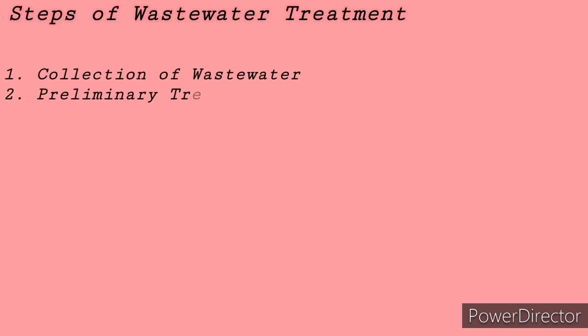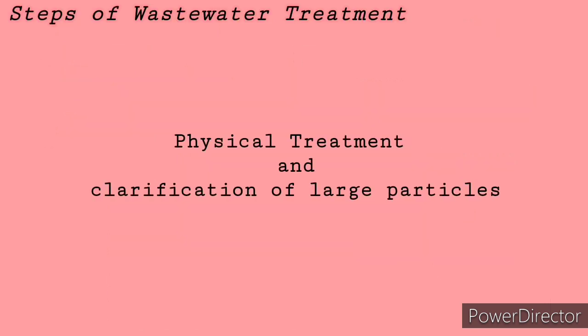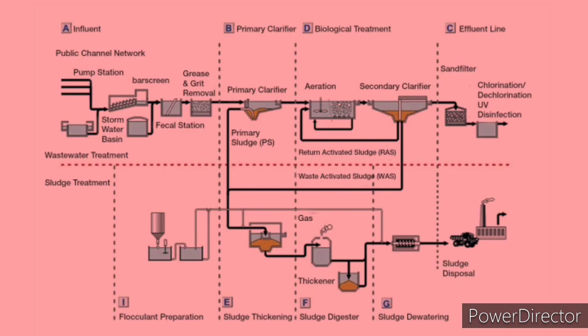The second one is the preliminary treatment. In preliminary wastewater treatment, it is the physical treatment and the clarification of large particles. The wastewater that we have carries many impurities. It carries all the solid particles, the large solid particles and the small solid particles. It includes all the organic matter, and along with that, it also carries some chemical waste. This preliminary treatment is designed to only separate the large particles from that wastewater.